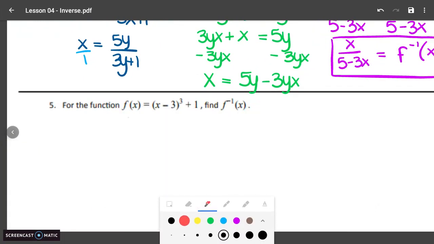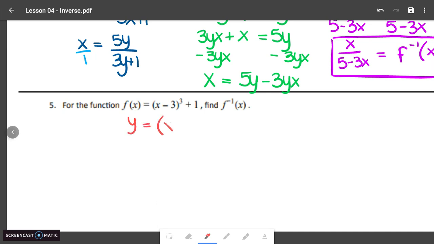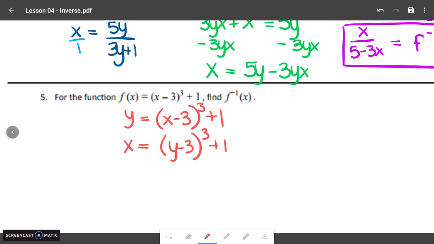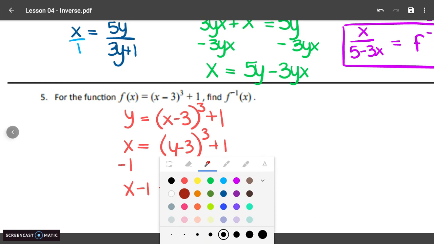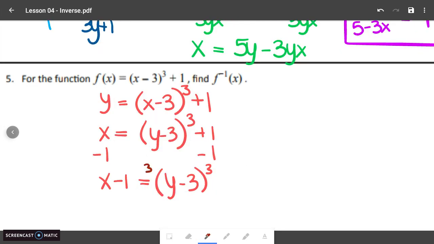Same idea though. y equals (x minus 3) to the third plus 1. We're trying to find the inverse, but we're switching x and y. So I think the first thing to do to get y by itself is subtract 1 from both sides. We're looking at x minus 1 equals (y minus 3) to the third. I think we know how to get rid of something to the third power. We're going to take the cube root of both sides.